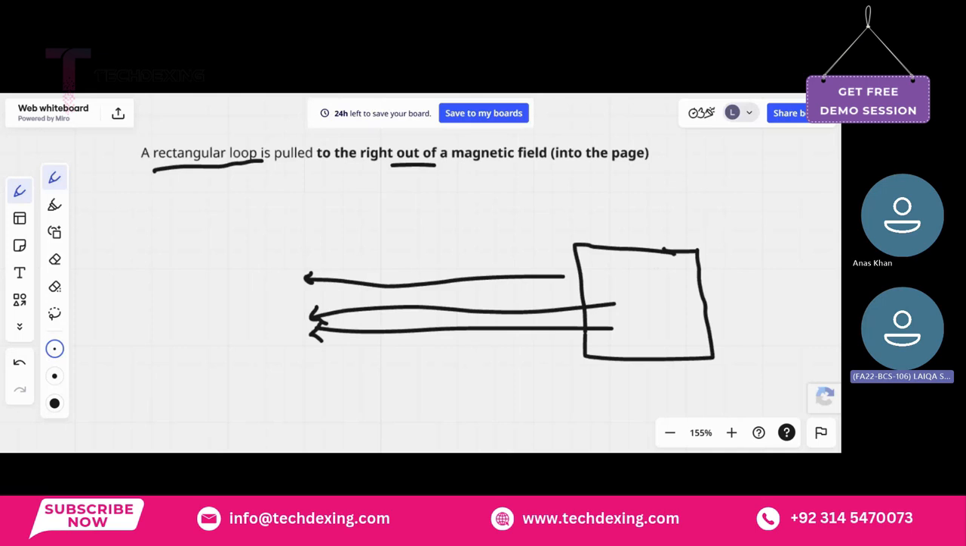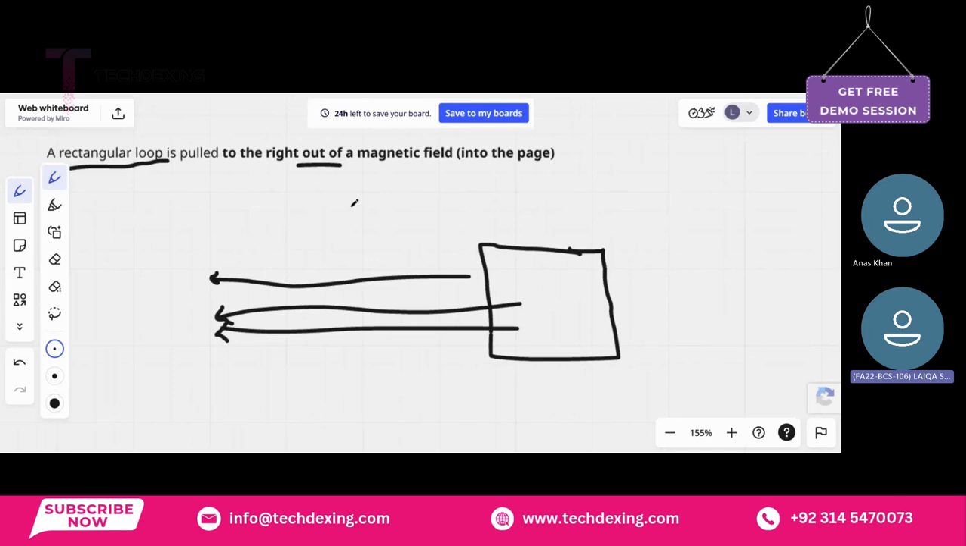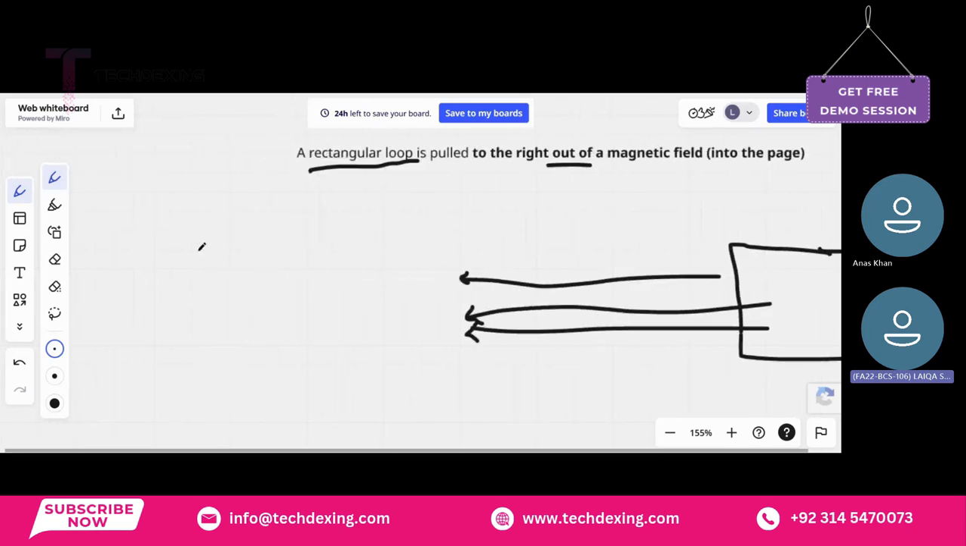If you move a loop or a coil towards the magnetic field, the flux will increase because more and more magnetic field lines will start passing through it. But if you pull it away from it, the flux will decrease. In this case, we are pulling it out of a magnetic field. So in step 1, we have identified that the flux is decreasing.